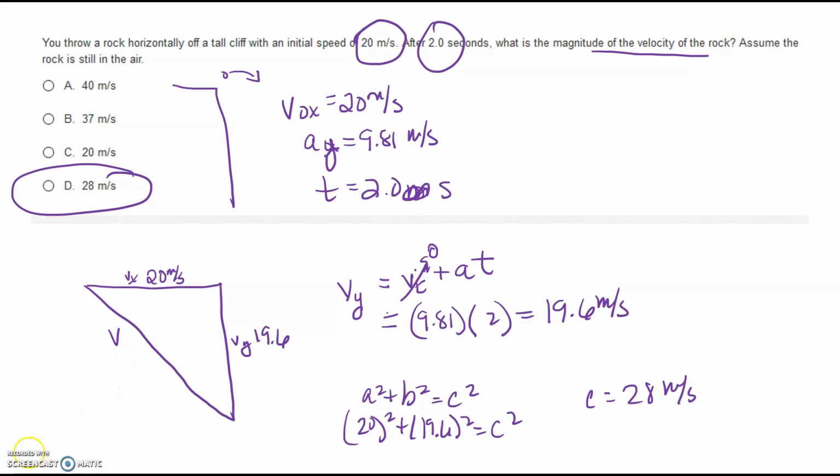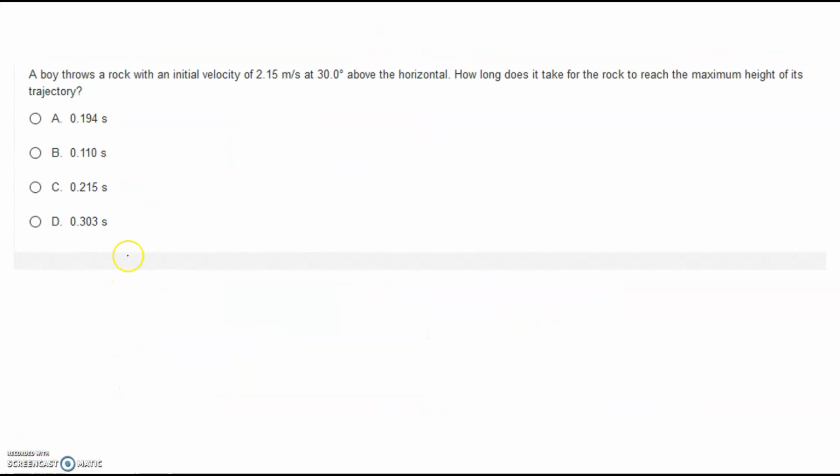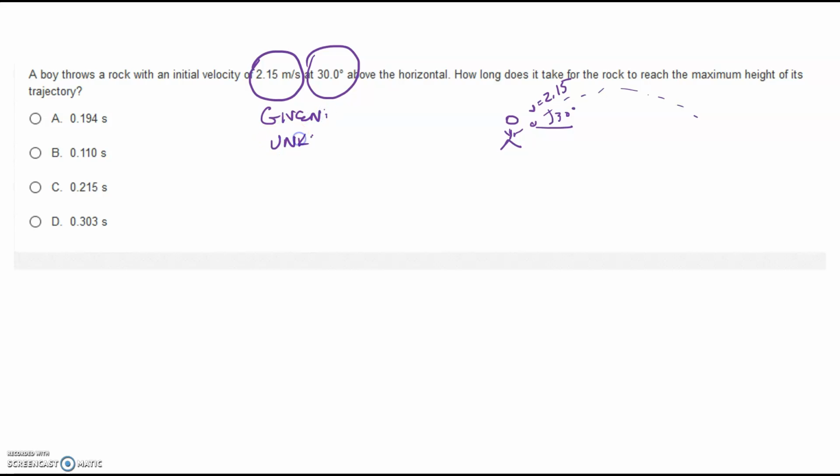Okay, last one. Let's hope we can get the last one. A boy throws a rock at a given velocity of 2.15 meters per second at 30 degrees above the horizontal. I drew this just to see, he threw the rock. It went like this. This is 30 degrees. The velocity vector here is 2.15. How long? So I'm looking for time. I'm given these things. My unknown is time. Time to max height. So actually it's just time to here. Time to max height. It's not time to the ground.